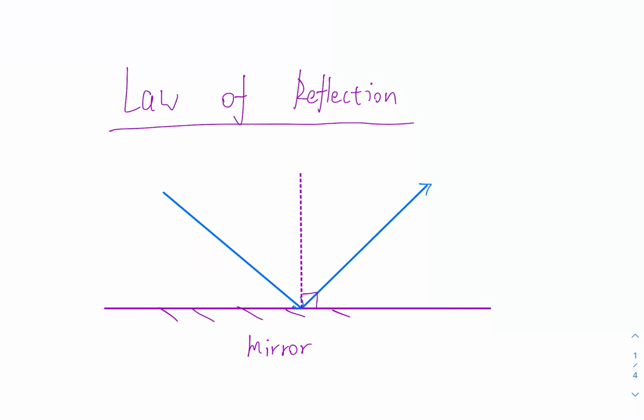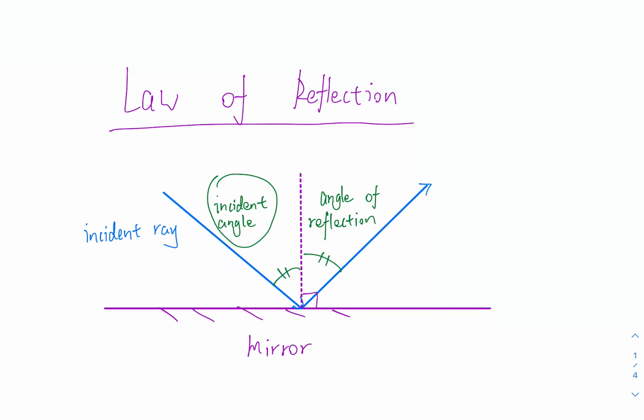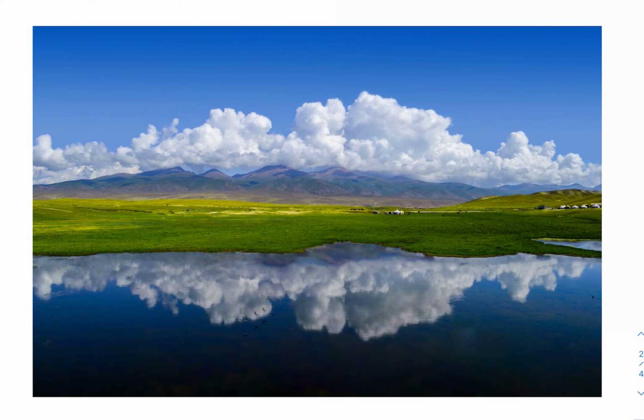The law of reflection tells us that the angle of light going in equals the angle of light going out, or the incident angle equals the angle of reflection. Notice the terms here, we have the incident ray forming the incident angle with the perpendicular line to the surface. And that angle will equal the angle of reflection, which is formed by the reflected ray with the perpendicular line. So let us apply the law of reflection to a photograph.